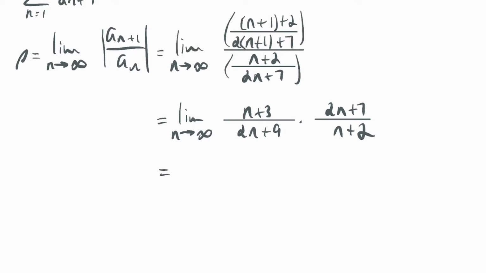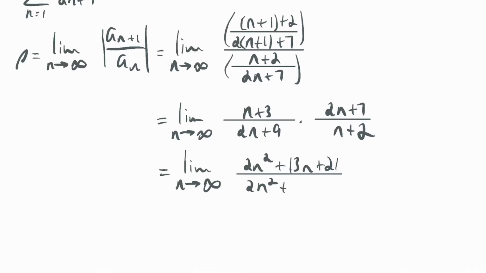So let's say the limit as n goes to infinity, and I'll just FOIL the numerator, n plus 3 times 2n plus 7. So I'll have 2n squared plus 13n plus 21 on top. I believe that's correct. On bottom, I'll have 2n squared plus 13n plus 18. I think that's correct. Okay, that seems right.